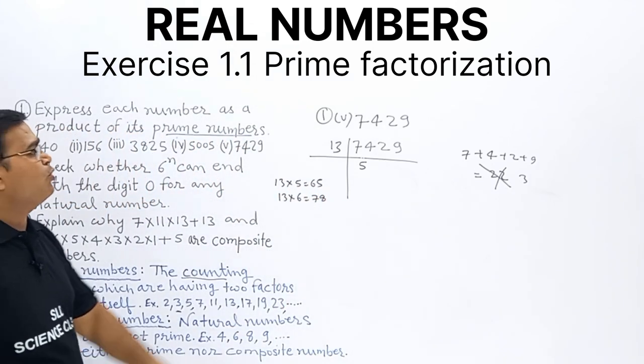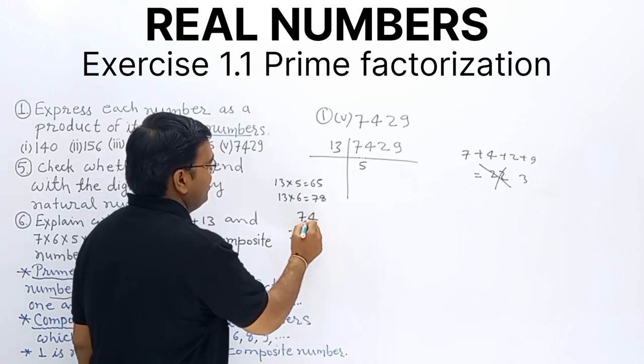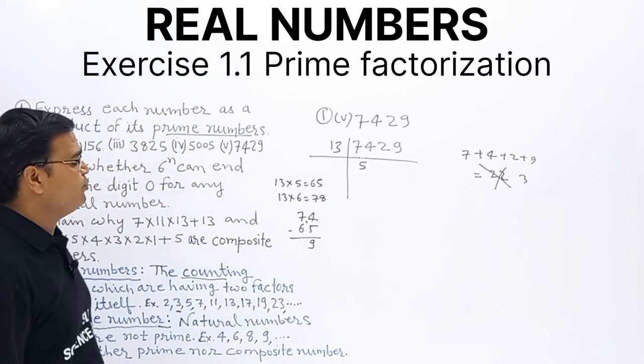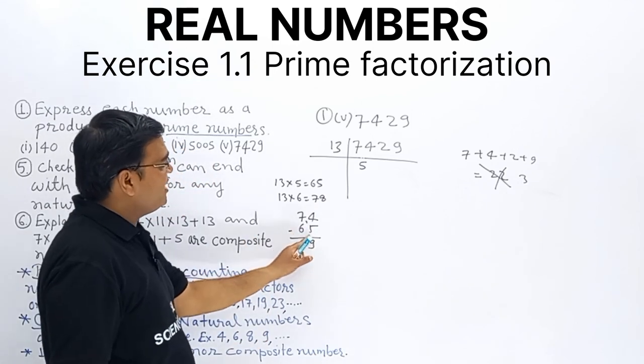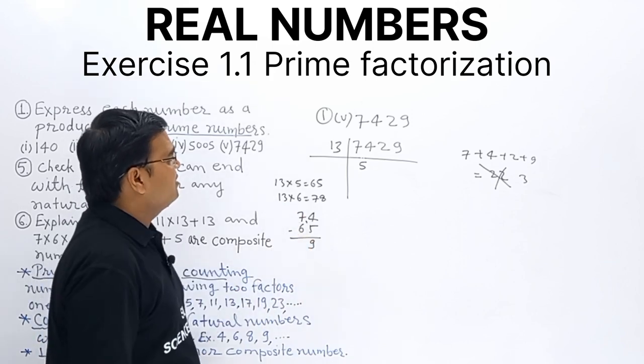74 minus 65. What is the remaining? 14 minus 5, we have 9. And there is a 0 in the 6 place. Only 9 is remaining. So 9 is there.